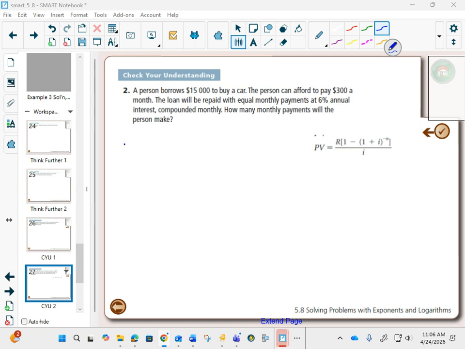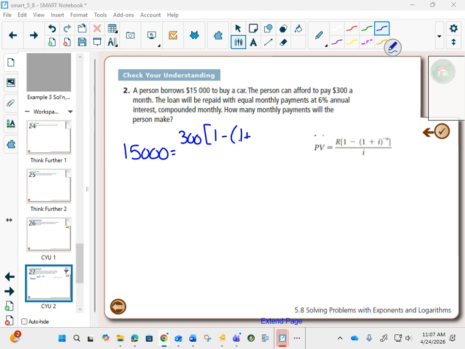So you would know the present value of the loan is 15,000. Our regular payments were 300. Square bracket, 1 minus, round bracket, 1 plus the i. They would tell you, oh, where'd my 1 go? There it is. The i, they would tell you, is the interest rate per compounding period.